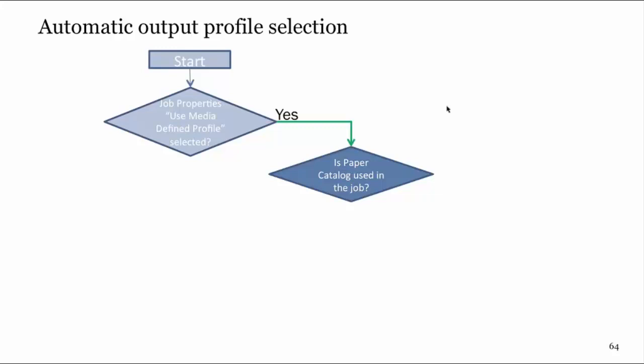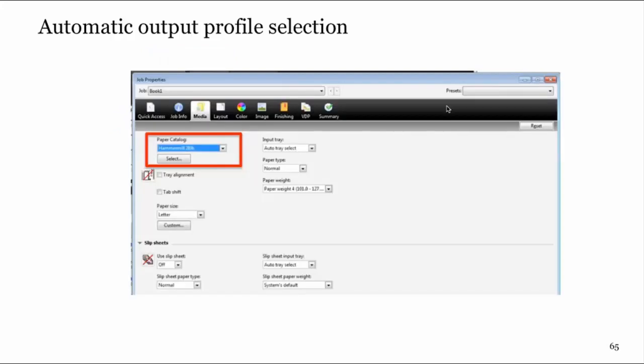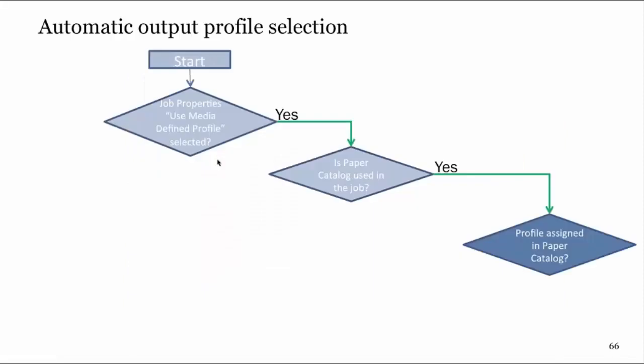First, if the Use Media Defined Profile setting is selected, we check to see if the Fiery paper catalog is being used by the job. The paper catalog is specified here on the Media tab of the job properties. If I use a paper catalog entry, we'll try to pick the profile from the paper catalog. So the next question is, is there a profile defined in the paper catalog?